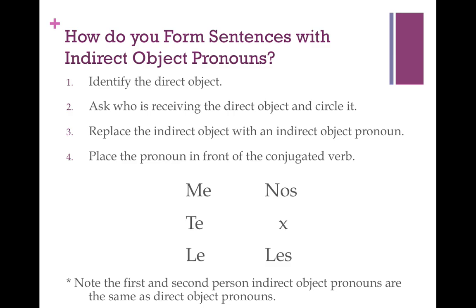Okay. Find the direct object. Find out who's receiving that direct object and circle it. Put it in front of the conjugated verb after you replace it with me, te, le, nos, or les.